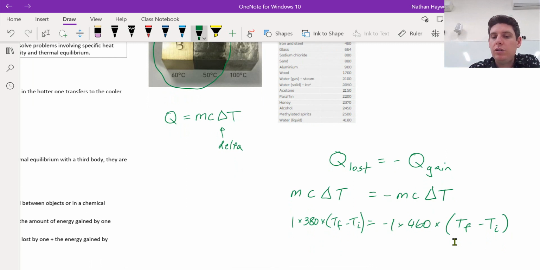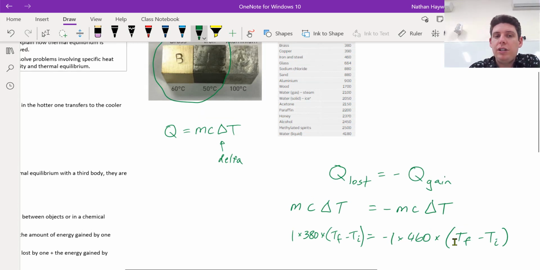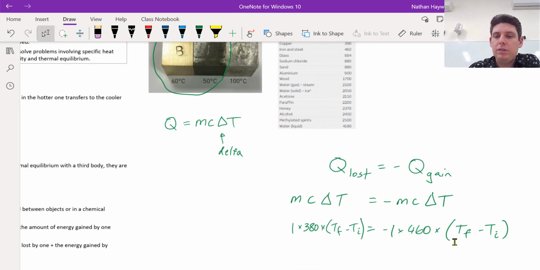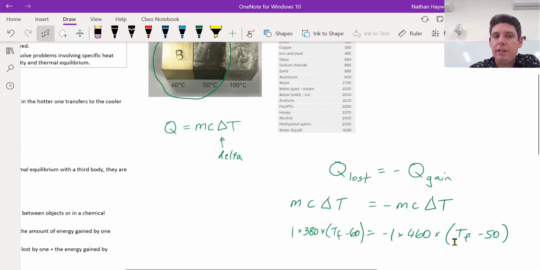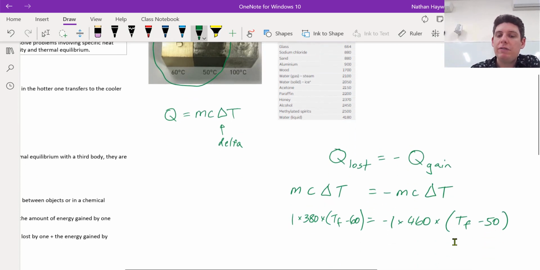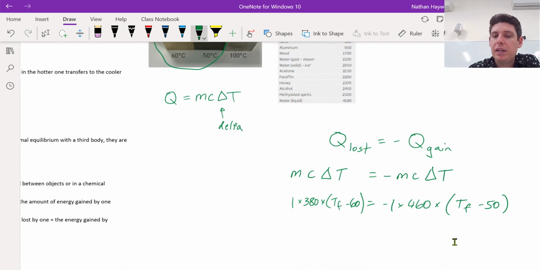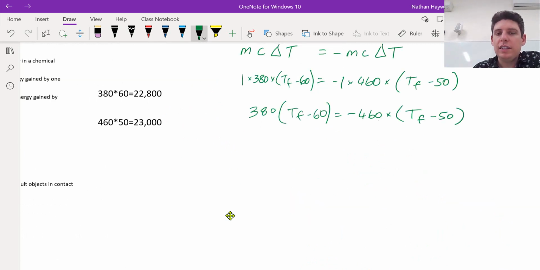Alrighty, so we don't know the final temperature. Let's figure out what their final temperatures are going to be. Oh, you probably need to substitute in the initials as well. So brass initial is 60, iron's initial is 50. Now we're going to rearrange, and they're going to be in thermal equilibrium, so their final temperatures are going to be equal. Alright, so let's expand the brackets.